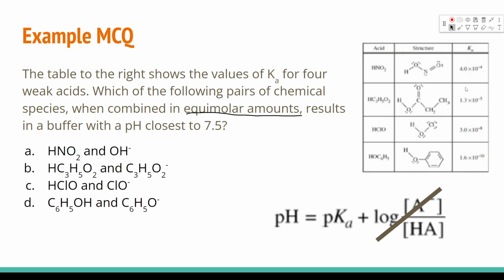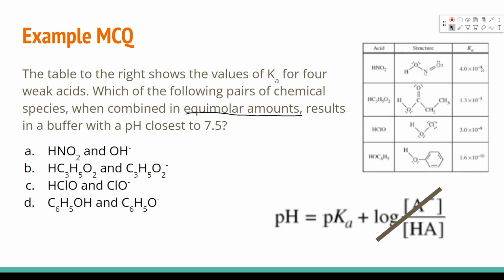And so I can look at these Ka values, and I could use a calculator if I wanted to and plug in all those Ka values into negative log of Ka to see which one is closest to pH of 7.5. I could also logic it out without using a calculator just to save me time. So one trick about logging stuff is you can look at the exponent here.